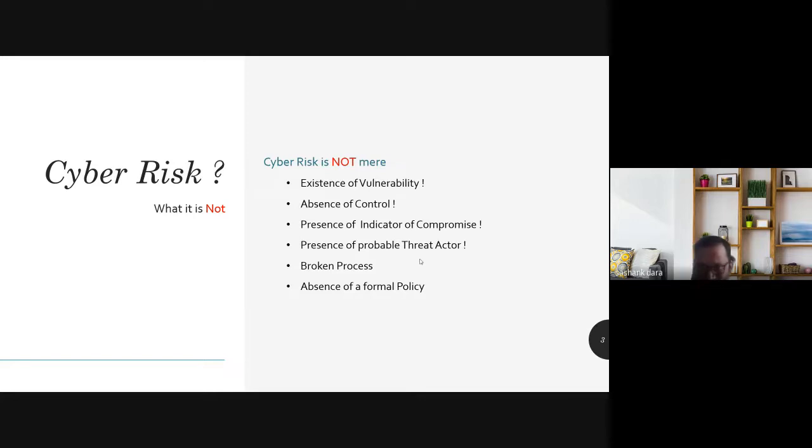it should be more precise, more articulated, and the likely impact should also be articulated in that. And presence of a probable threat actor. We can't just say that, hey, this employee's background check has failed, he has some past criminal history, so it's a risk. No, not yet. It's highly unlikely or likely, we don't know unless we do some more analysis on that. So these are some examples of what cyber risk is not about. It's very important to know what cyber risk is and what cyber risk is not.